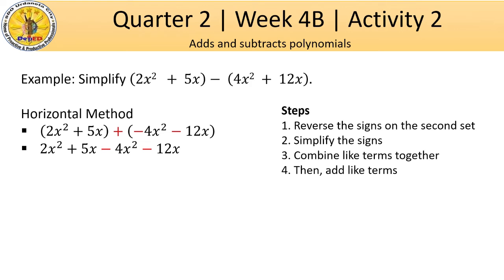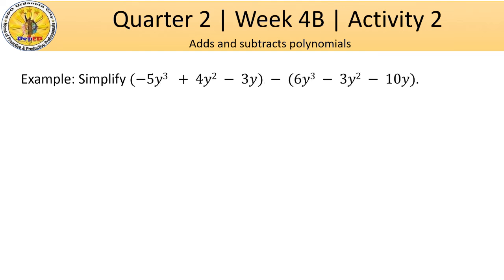Then I'll combine like terms together. I'll combine 2x to the second power minus 4x to the second power plus 5x minus 12x. Then add the like terms. So the expression answer will become negative 2x to the second power minus 7x.